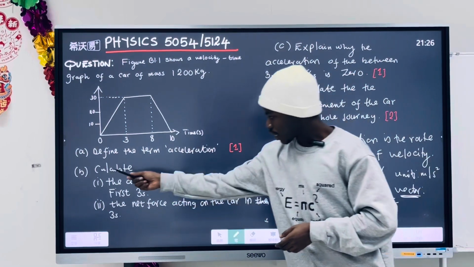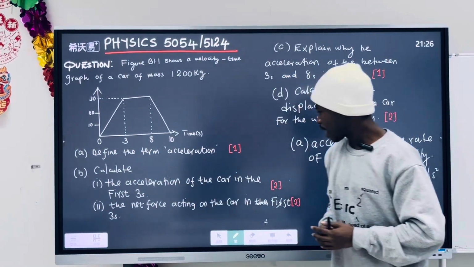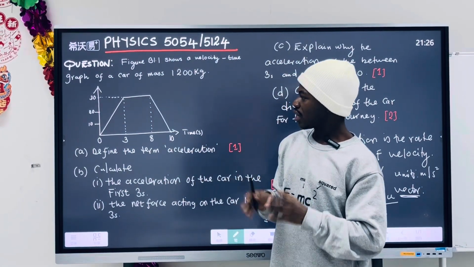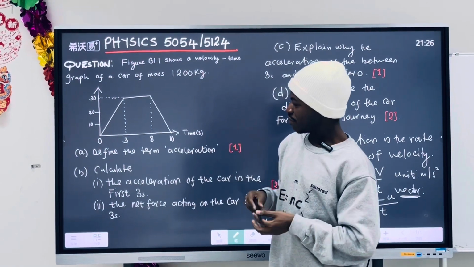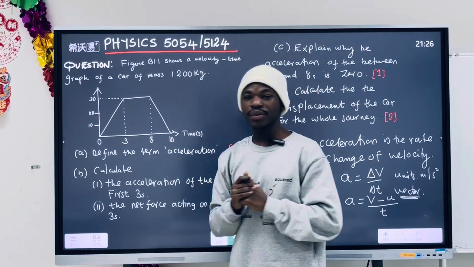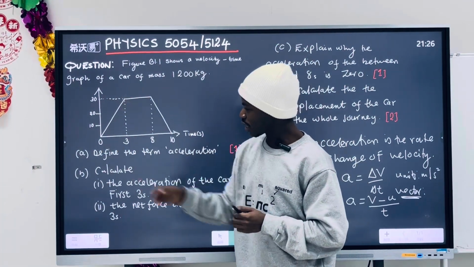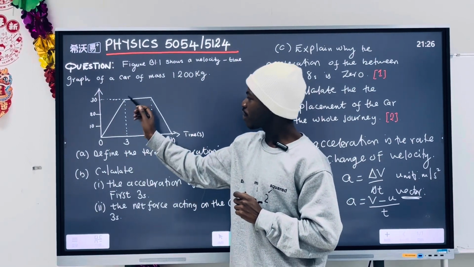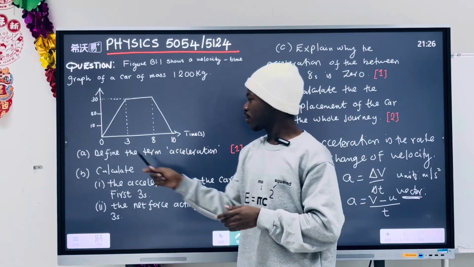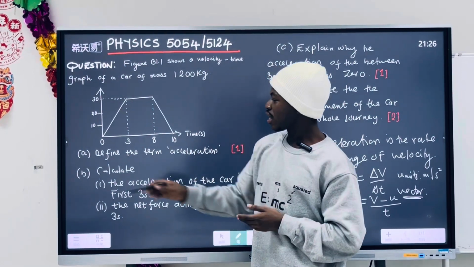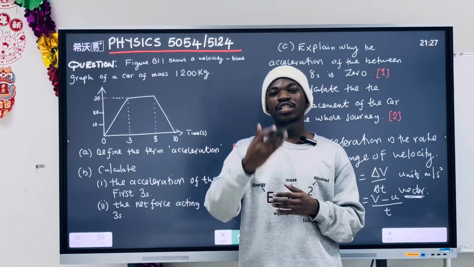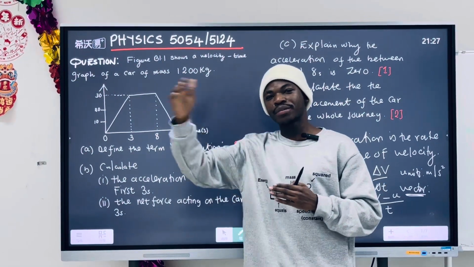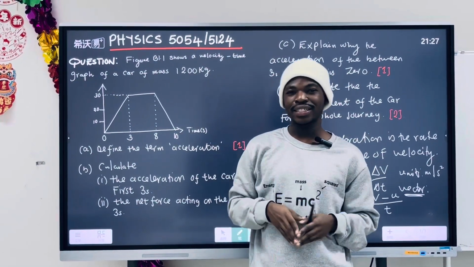Part B says calculate the acceleration of the car in the first 3 seconds. So if we take a look at the graph tells us something about this car. The first part of the journey happened in the first 3 seconds. So you can see that what's happened in the first 3 seconds is that the car moved from a velocity of 0 meters per second to a velocity of 30. And it took 3 seconds. So in the first 3 seconds, the car was accelerating. Why? Because the velocity was changing. As long as we're able to see that the velocity is changing as time changes, we say that the body is accelerating.